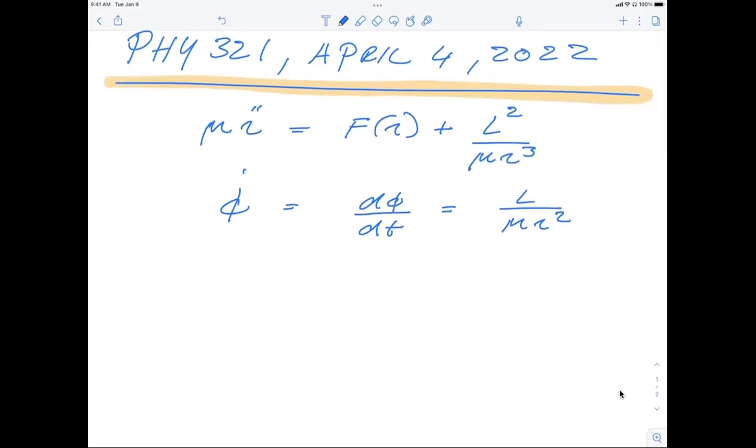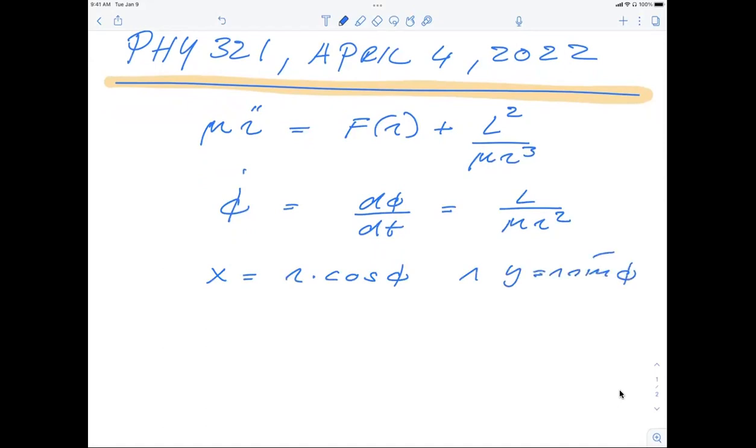What we have done is a transformation to relative coordinates. So x is the relative position in the x direction. r is the radius, which represents the relative distance between two objects. And then we have the y component, which is r times sine of phi.